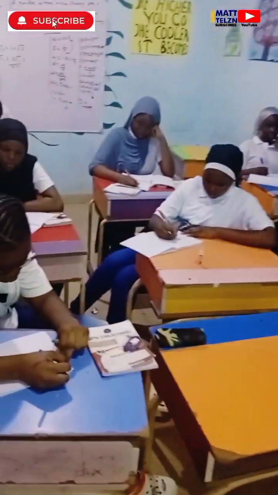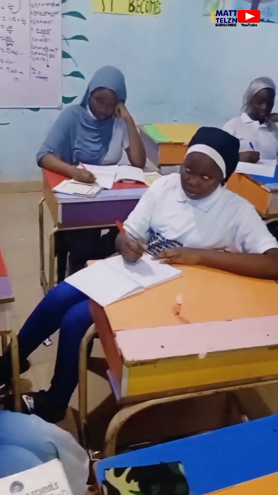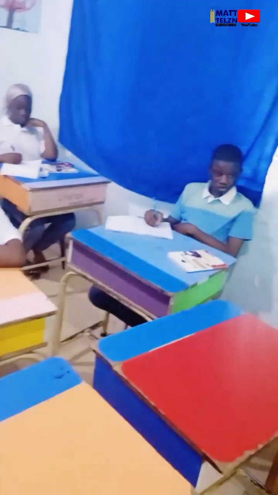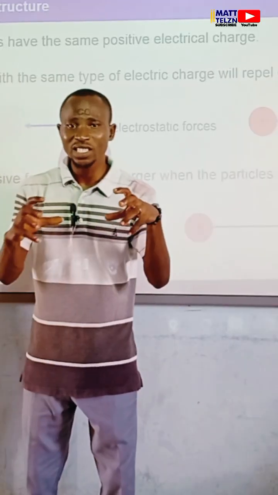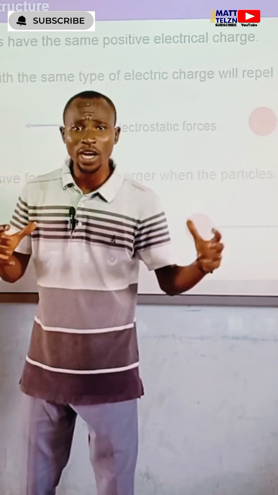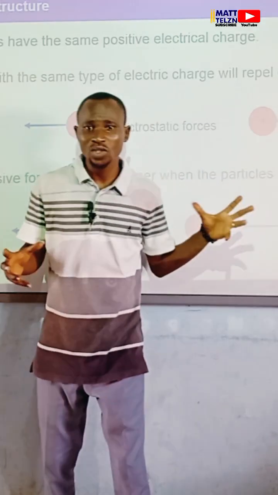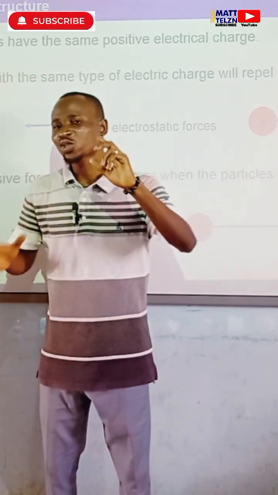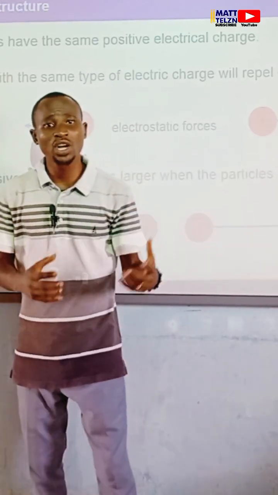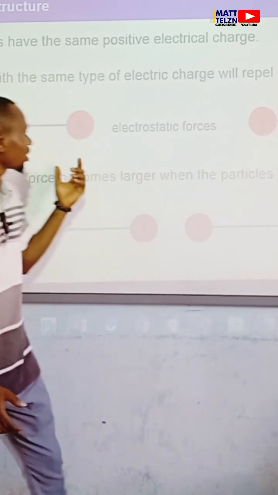That tells us that objects with the same positive charge repel each other according to electrostatic force, right? Now, something we need to know about that repulsive force or electrostatic force is that it becomes weaker with distance. That is, when protons are close to each other, the electrostatic force becomes stronger. But when they are far apart from each other, it becomes weak. Is that clear? Okay? Like this.